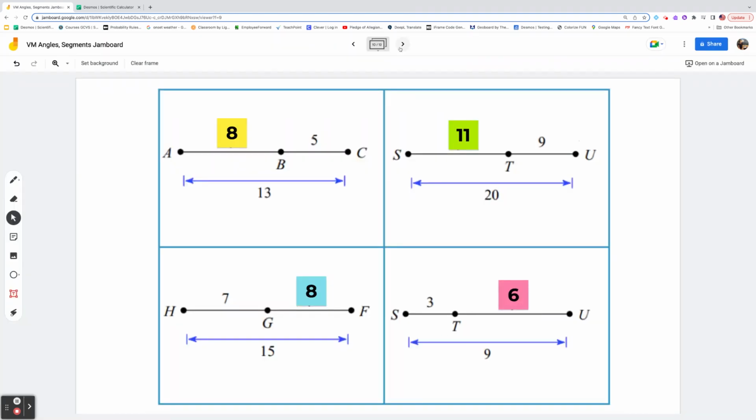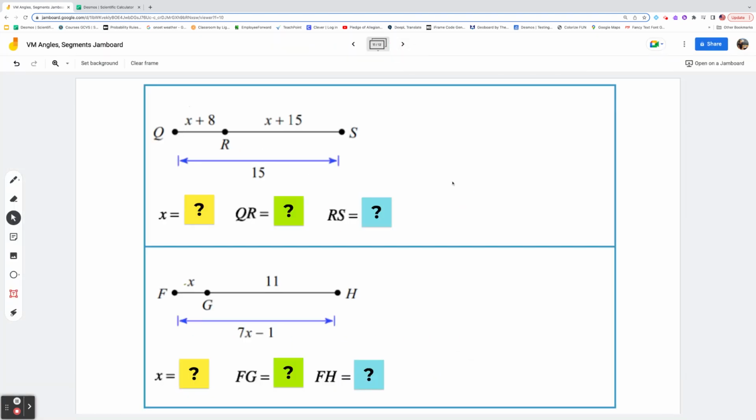Okay, let's look at frame number 11. Now this time we have algebraic expressions. And whenever we have algebraic expressions, we're going to want to be writing an equation. Always part plus part equals whole. So this first part, x plus 8, plus the second part, x plus 15, is equal to the whole of 15. Now we're going to combine like terms on the left-hand side of our equation. 2x plus 23 is equal to 15.